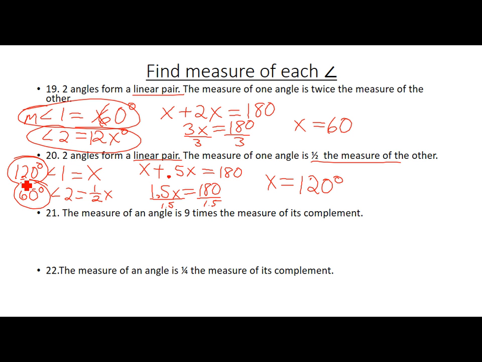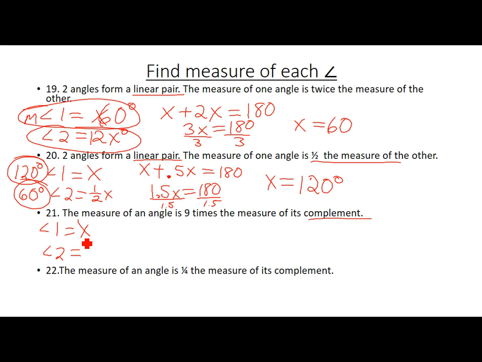Next one, I'm going to start off the next one the same way. The measure of an angle is 9 times the measure of its complement. We need to know that here in a minute. Dealing with two angles again, so I got angle 1, angle 2. Every time you see one of these problems, you start off by doing angle 1, angle 2. Do we know angle 1? So we make it x.